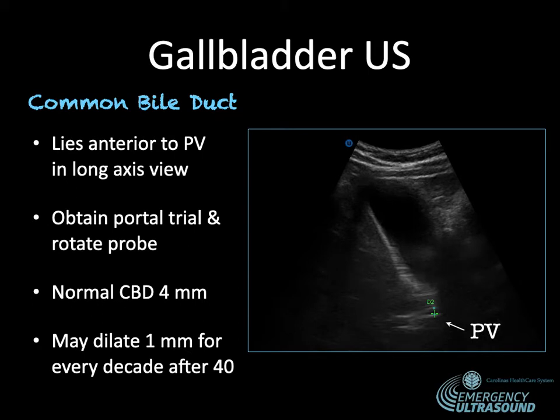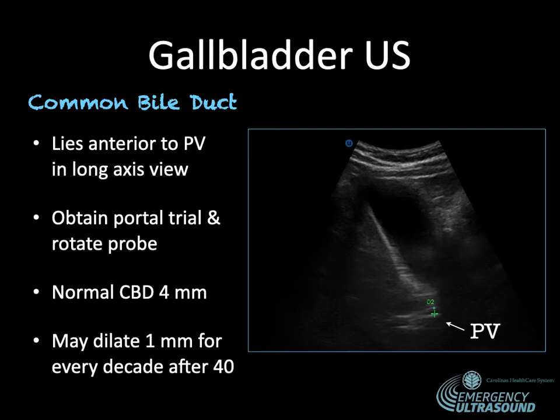So when we're talking about the common bile duct, we want to make sure that we look for that every time we do a gallbladder ultrasound. It lies anterior to the portal vein in the long axis. What that means is when we're looking at an ultrasound video clip or image on the screen, it's going to look like it appears on top of the portal vein. That's going to be an important relationship to remember.